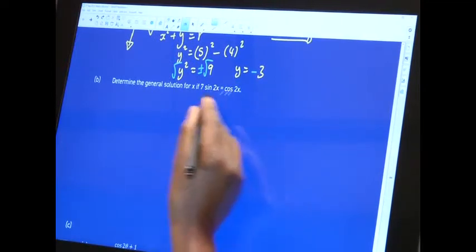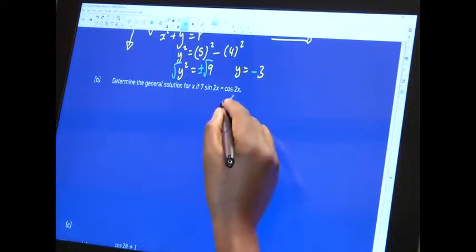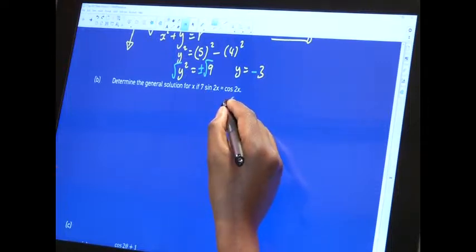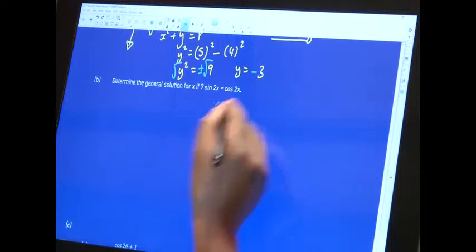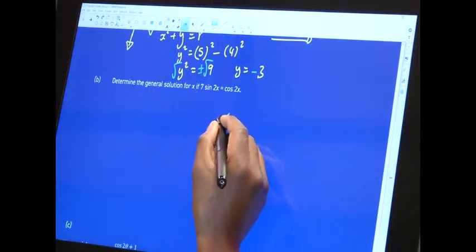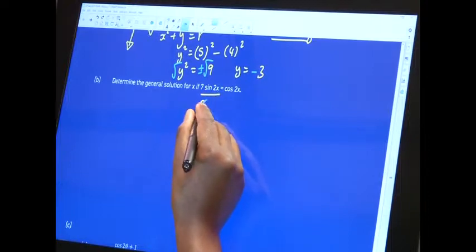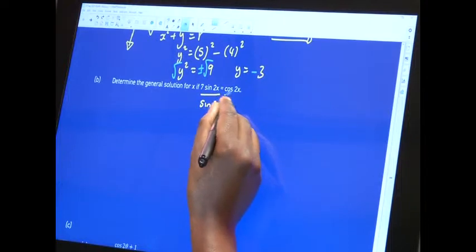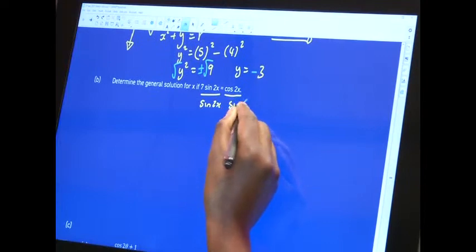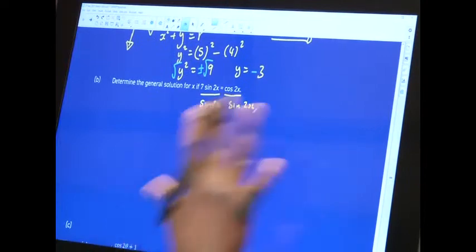That means we can just be smart about this whole thing by dividing both sides by cosine of 2x. What are we doing? We're trying to change this to a single trigonometric ratio. So if I divide on the left-hand side by the cosine of 2x and divide on the right-hand side by the cosine of 2x, I am not going to go anywhere.